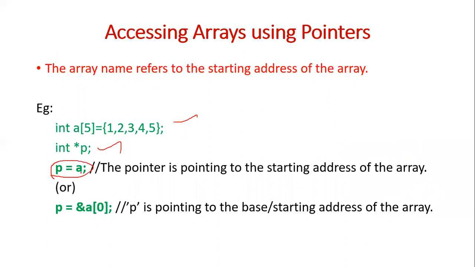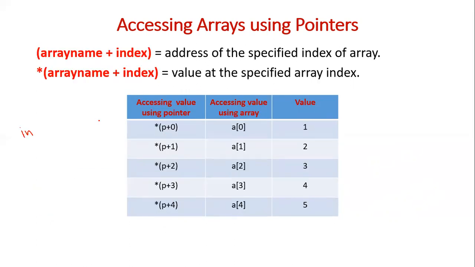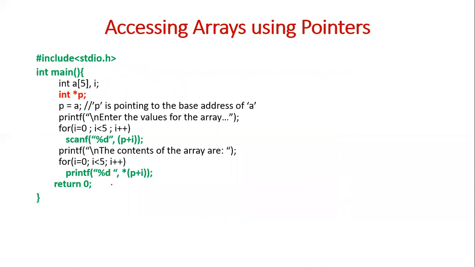That can be done by the statement p is equal to a, or by the statement p is equal to ampersand a. Then if you want to access the address of any array element, you can use p plus i, where i represents the index of the particular array element whose address you want. If you want to access the value, then you have to use star p plus i. So with these three understandings, let us move on to the program.